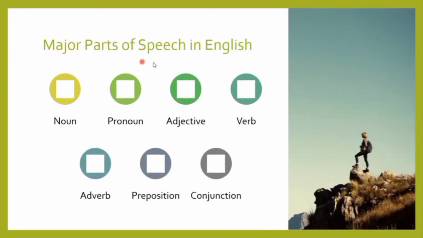There are at least 7 major parts of speech in English. They are noun, pronoun, adjective, verb, adverb, preposition, and conjunction. I know it's a long list, but it's better than none, right?